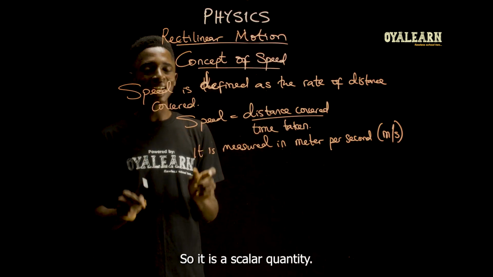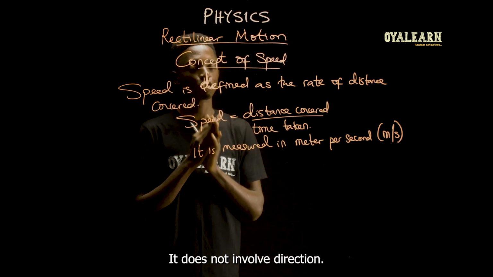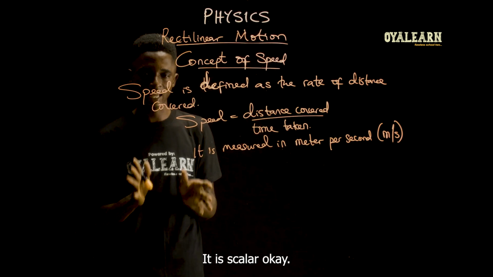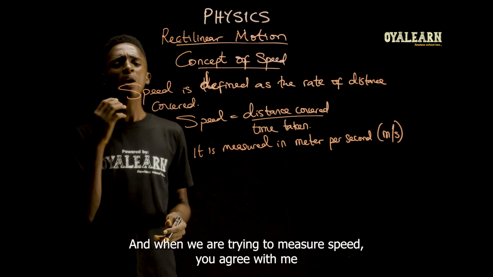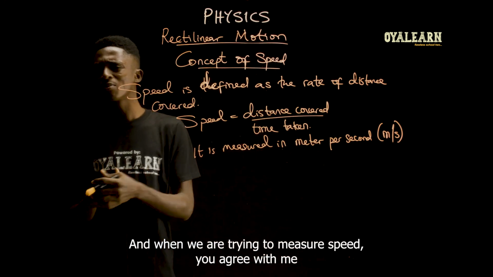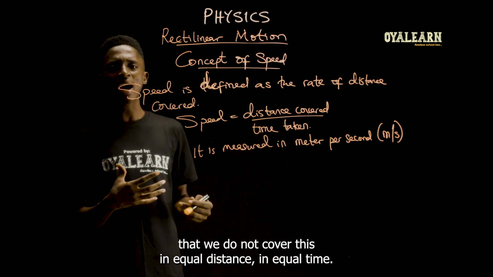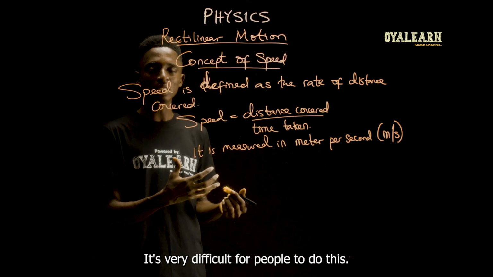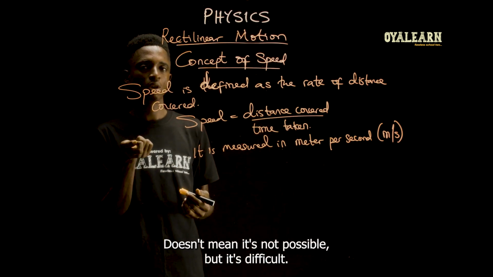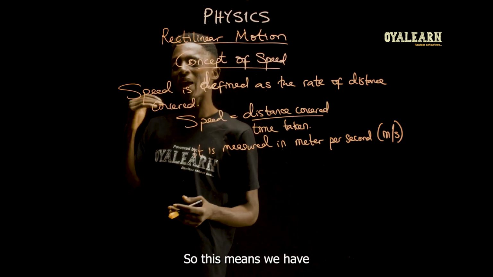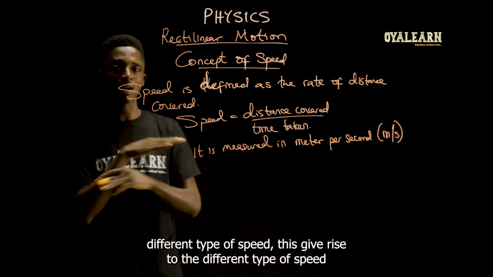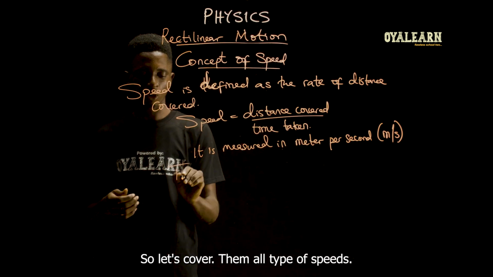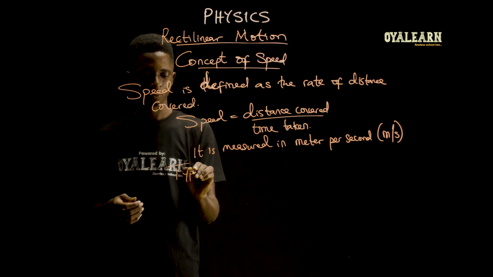So it is a scalar quantity. It does not involve direction, so it is not a vector. It is scalar. Okay, and when we are trying to measure speed, you agree with me that we do not cover the same equal distance in equal time. It's very difficult for people to do this. Doesn't mean it's not possible, but it's difficult. So this gives rise to the different types of speed that we have. So let's cover them all. Types of speed.